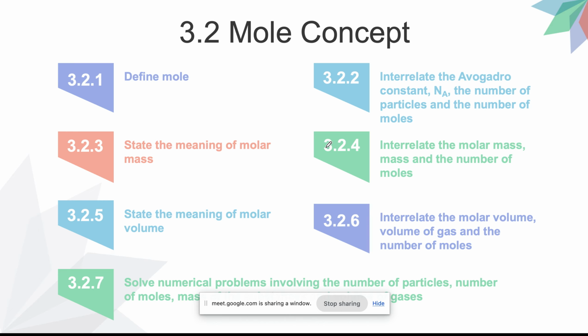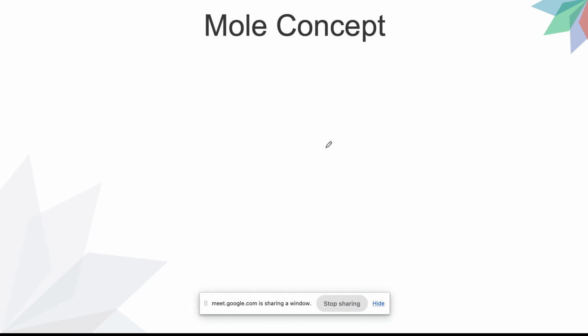Then we look at the meaning of molar mass, and then we relate the molar mass and the moles with a formula. We create a table of formulas to relate the mass, the molar mass, and the mole. And then we say the meaning of molar volume, and look at the relationship between the molar volume, the volume, and the moles with another formula. Then we solve numerical problems. So this is what this concept is.